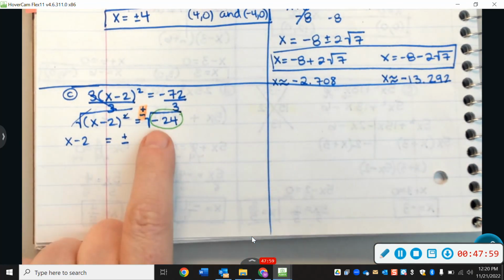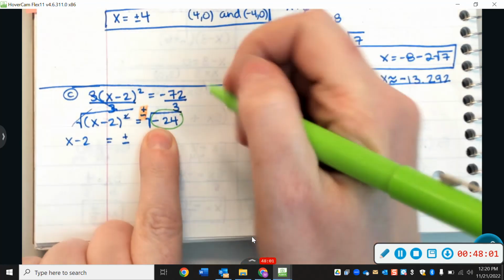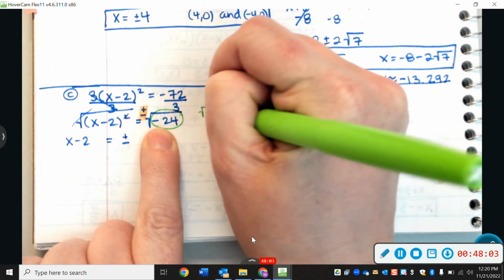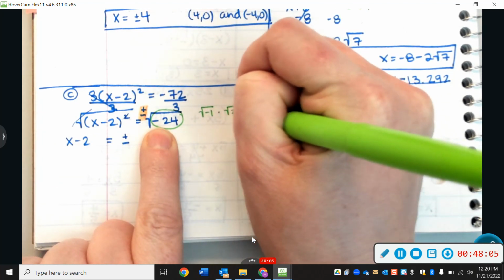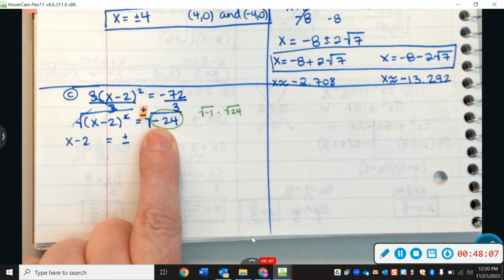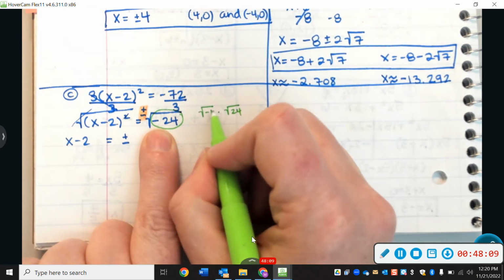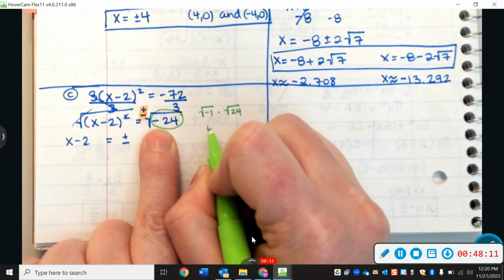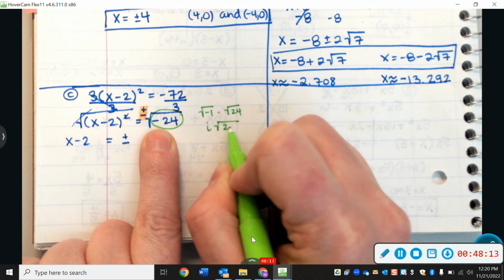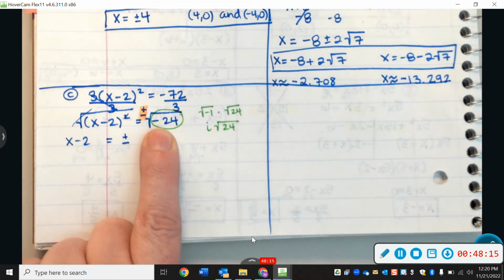The first thing that I'd want to think about is the square root of a negative. I can change that to the square root of negative 1 times the square root of 24. That way I can go ahead and just replace the square root of negative 1 with an i. So this is going to be an example of imaginary or lateral solutions. They'll exist in 3-dimensional space.